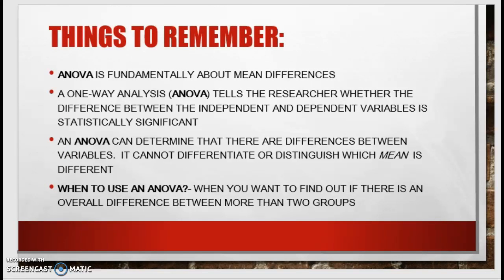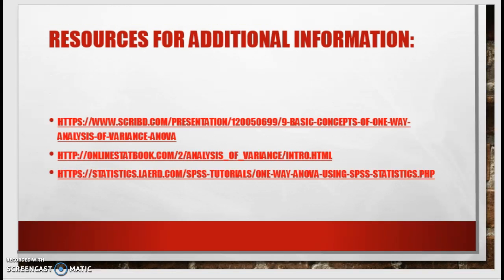Things to remember about an ANOVA. It is fundamentally about mean differences. The ANOVA tells the researcher whether the difference between the independent and dependent variable is statistically significant. However, it cannot differentiate or distinguish which mean is different. And you would use an ANOVA when you want to find out if there is an overall difference between more than two groups.